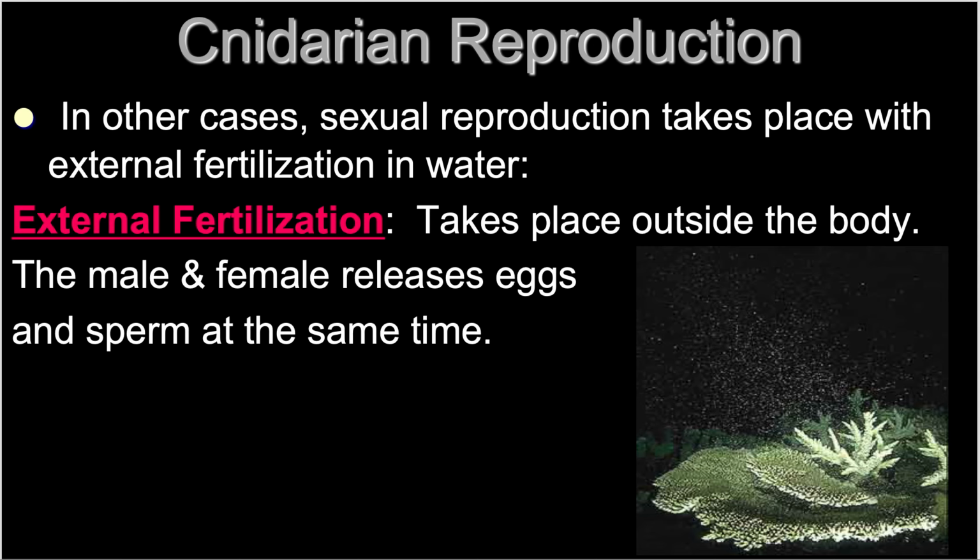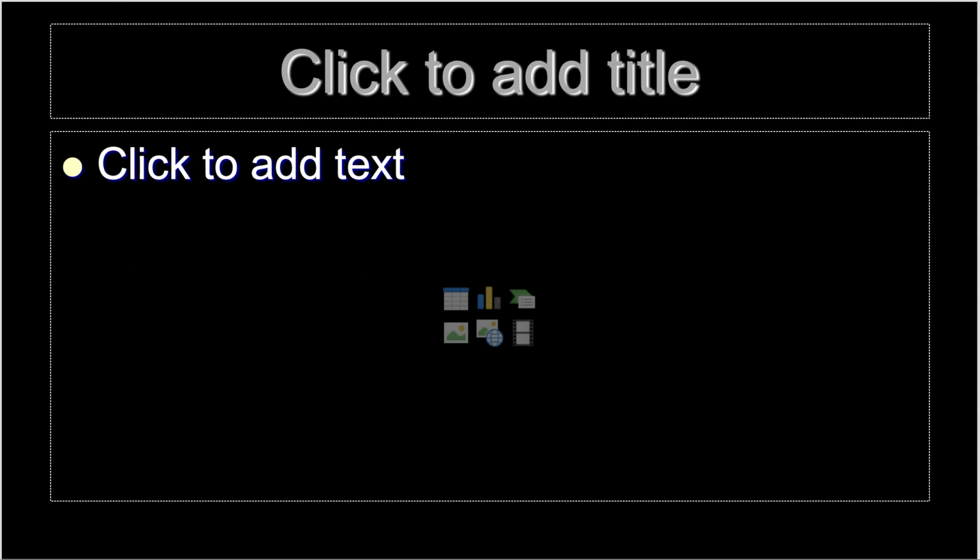All right. In other cases, sexual reproduction takes place completely externally in the water, which is external fertilization, and this takes place completely outside the body. The male and female release the eggs and sperm at the same time into the water, where they join up into a zygote. But that is it for part 1 of these notes.